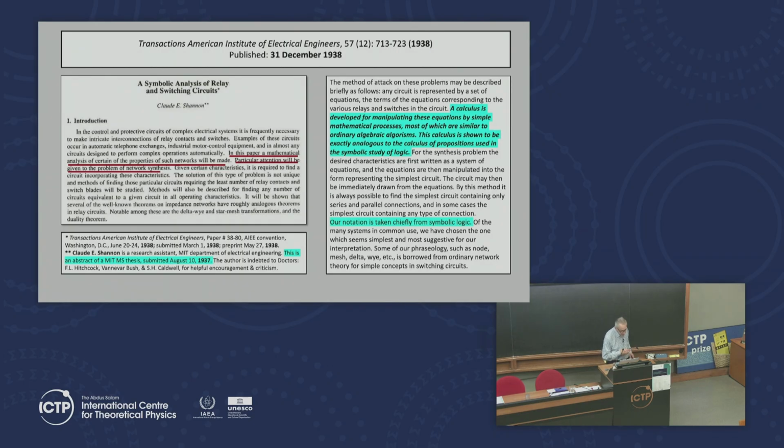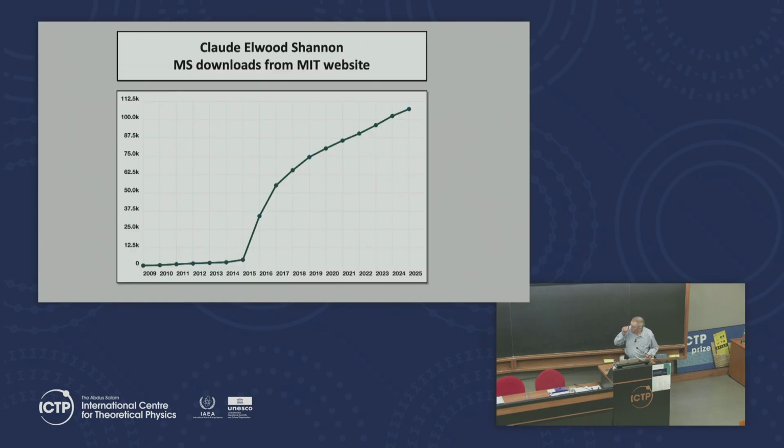So let's go on. So what did he do for his master's thesis? He wrote the theory of how you lay down an electrical circuit. And I mean, you can read it faster than I can. So he developed a calculus for solving the equations for laying down a circuit, and he says the calculus is exactly analogous to the calculus of propositions used in symbolic logic. So people say this is the greatest master's thesis that's ever written, and I went to the MIT website, and you can download it, and the total number of downloads of this thesis exceeds 100,000.